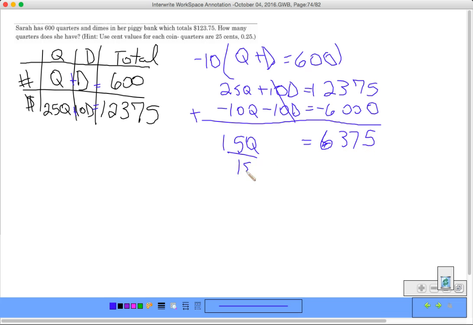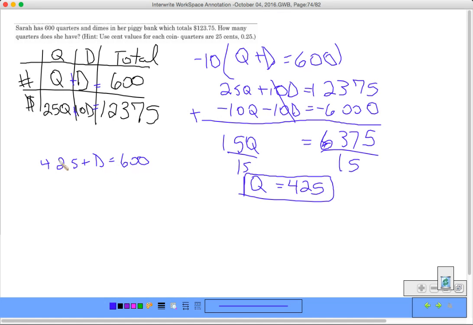Okay. We're going to divide by 15. And I get Q equals 425. All right. Now, for the easy part, we know quarters plus dimes equals 600. So if 425 plus the dimes equals 600, I can just subtract and get that we have 175 dimes. And that's all there is to it. If you need to, take a moment, pause it. If not, let's look at one more.